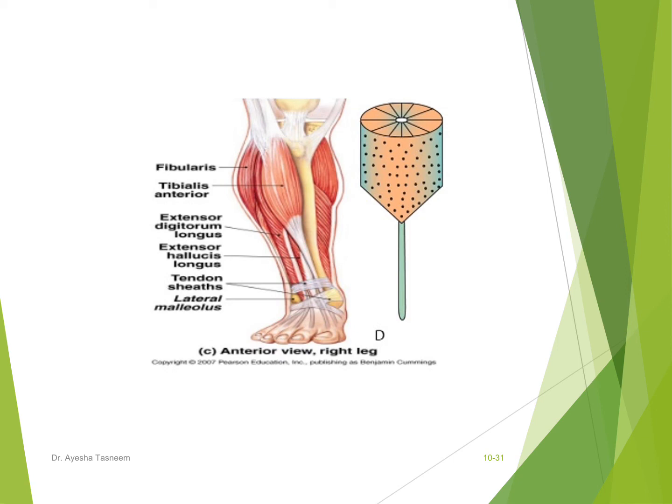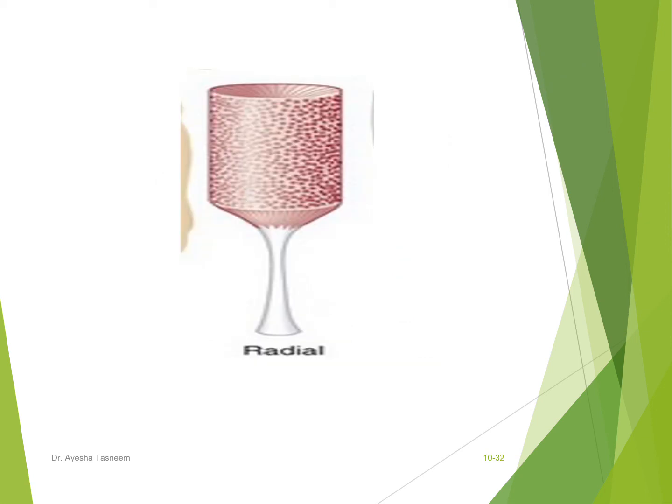By this arrangement of the muscle, the central tendon usually remains masked. You cannot appreciate the location of the tendon. Best example is this, another figure.